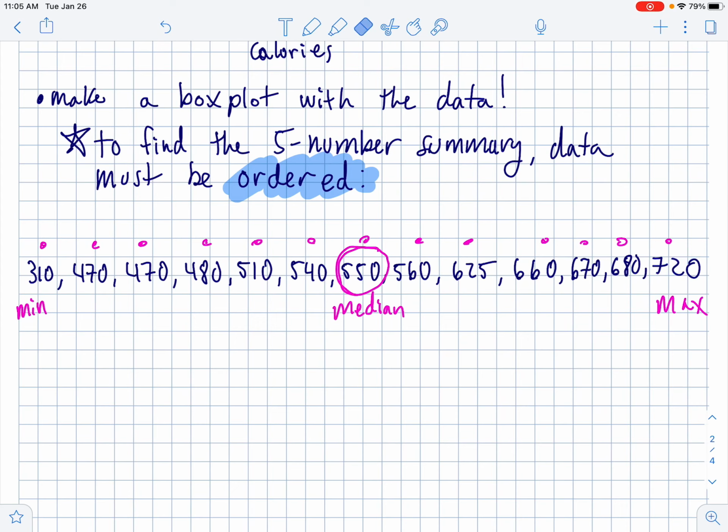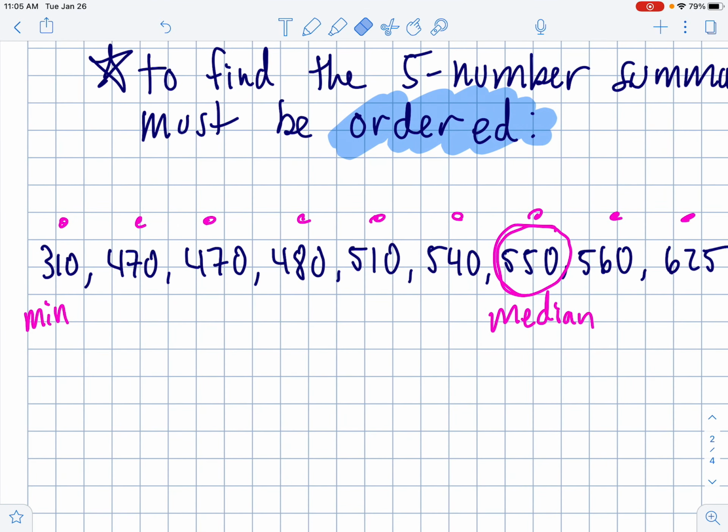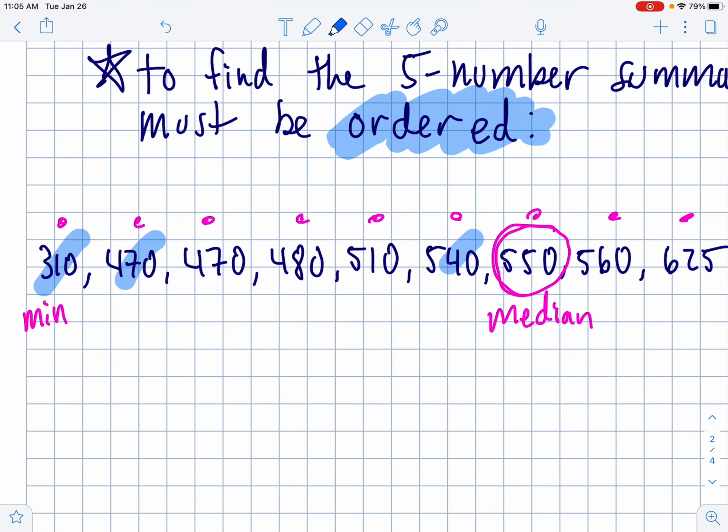Now to find the lower quartile, you just look at the lower half. And the lower half, not including the median, has 1, 2, 3, 4, 5, 6 pieces of data in it. So you can use the cross-off method again, where you cross out a pair, cross out a pair. I crossed out all the pairs, which means the middle of the quartile 1, Q1, is going to be the average of those 2 numbers, which if you add them together and divide by 2, you get 475.